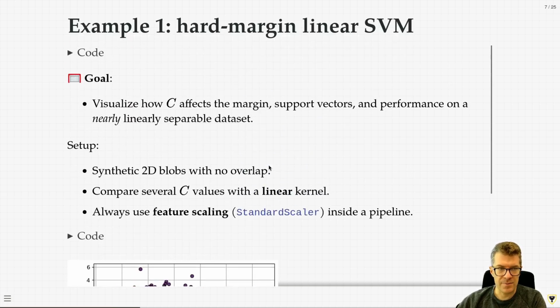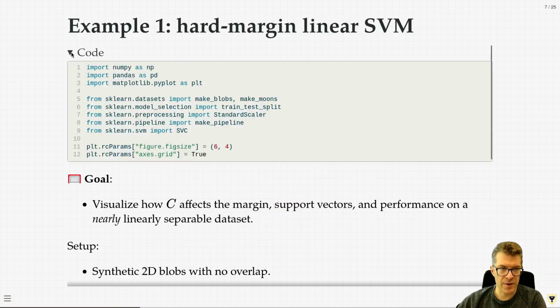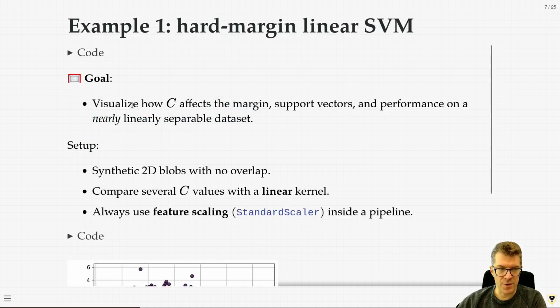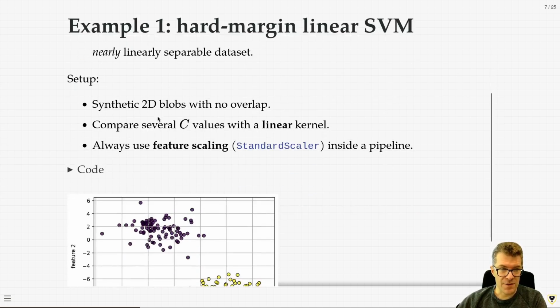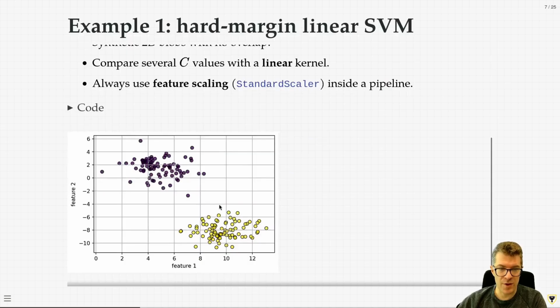Again, just making things a little bit more visual here. Our goal is to visualize how C affects the margin and the support vectors and the performance on a nearly separable data set. So we have these two-dimensional blobs. There's no overlap between them. You can draw a line between them, so the nearest points to the boundary are on the correct side.